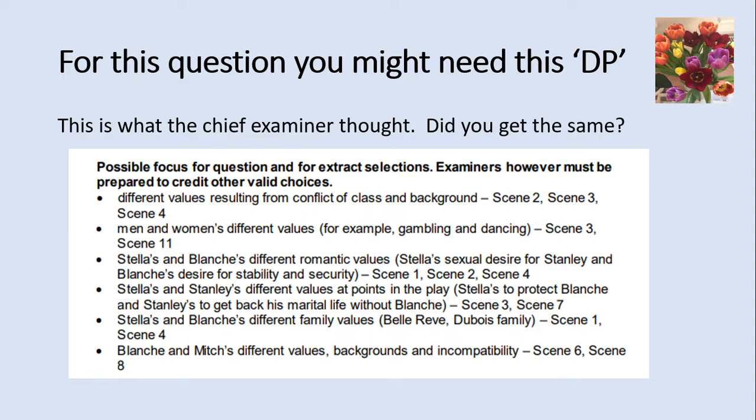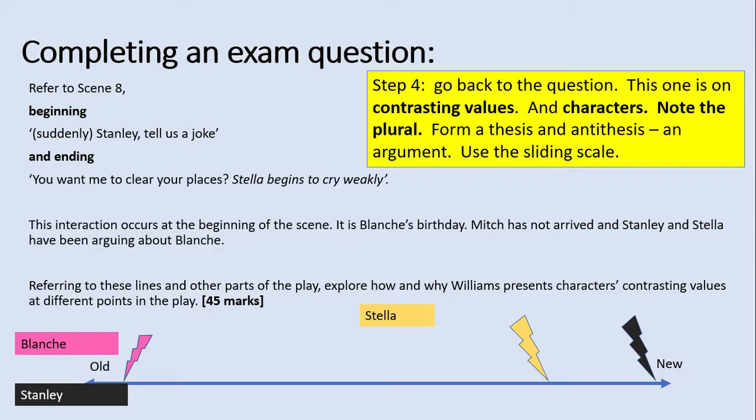And we're going to start to look now at getting into that exam question a little bit more. So we've just done step three, which is collecting together any different parts, any extracts we want to use. We're now on to step four. I think it's important at this stage to go back to the question and to think about those command words and that question steer, just to remind ourselves that we are actually looking at characters' contrasting values in this question.